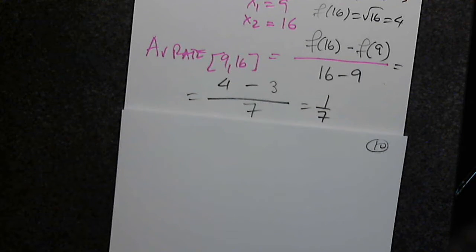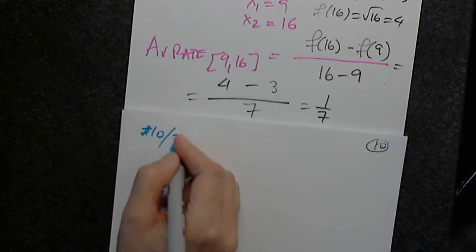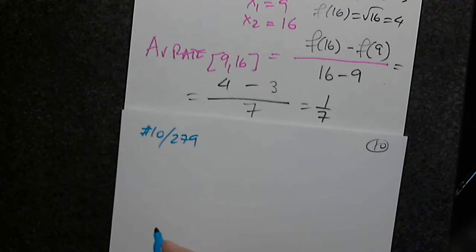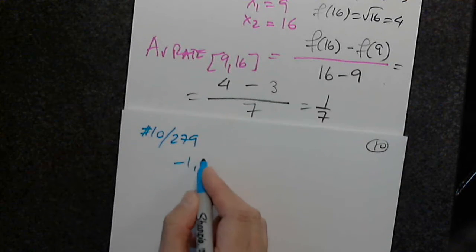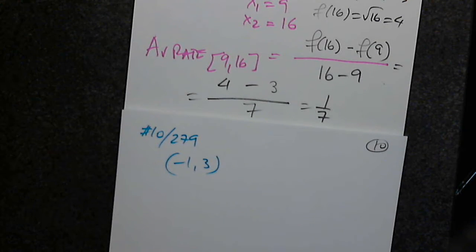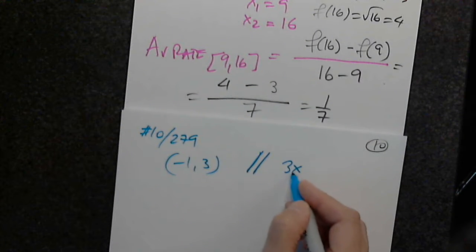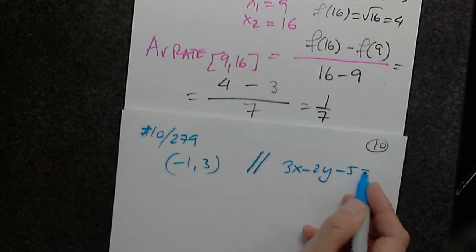So let's look at problem 10 on 279. We're given that a line passes through this point and is parallel. That's a sign for parallel. They have to be parallel. Whose equation is 3x minus 2y minus 5 equals 0.